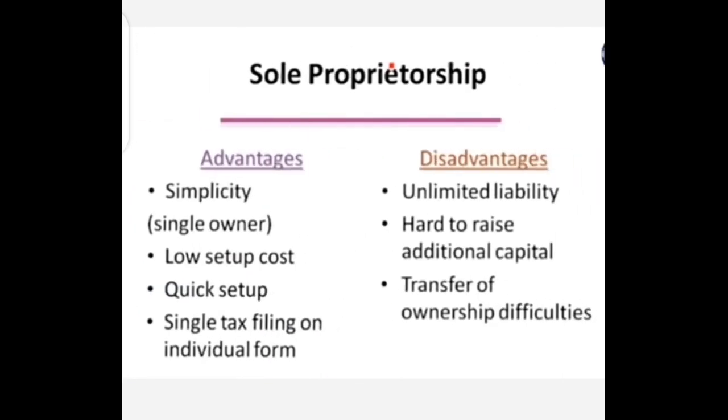Then we have the types of businesses. There exist three types of businesses: sole proprietorship, partnership, and corporation. Basically, the concept of sole proprietorship is that there is only one owner who deals with the overall business. Certainly, if there is one owner, there will be certain advantages and some disadvantages. So what are the advantages? It is simplicity.